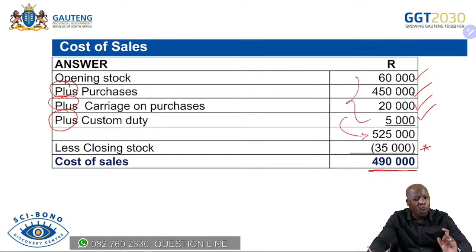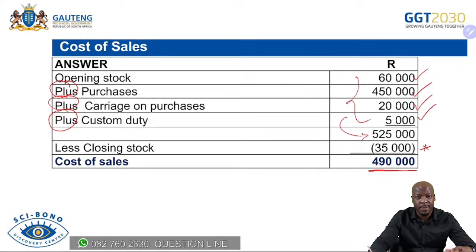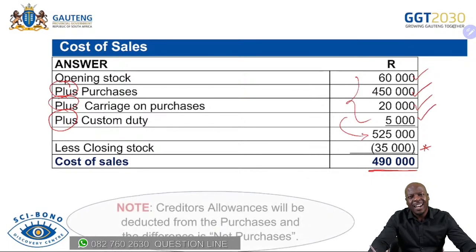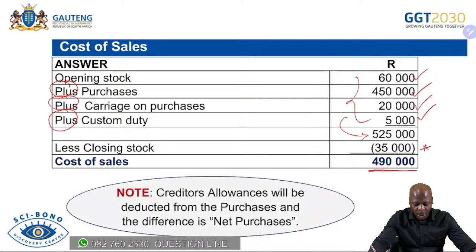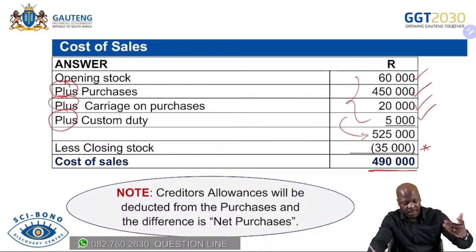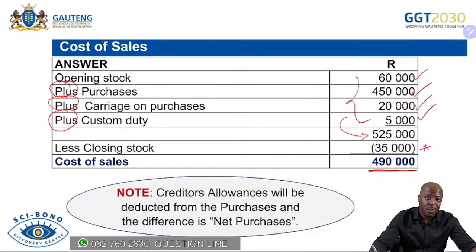Boys and girls, I want you to remember this, because most times when the examiner brings this in the exam, they would want you to do exactly as we have shown here. Before I leave you and introduce the next presenter, my colleague, I want you to know that in this particular activity, our creditors allowances were already deducted from the purchases, and the difference would be your net purchases. That is very, very important.